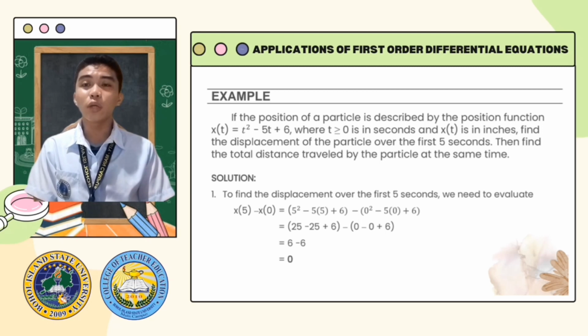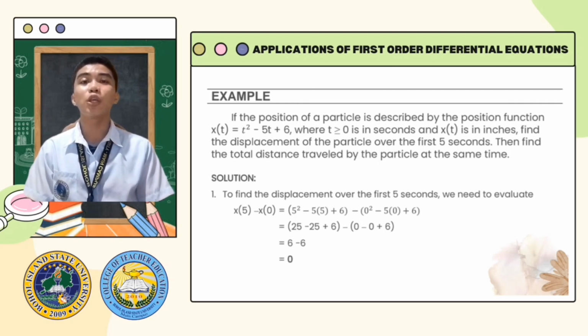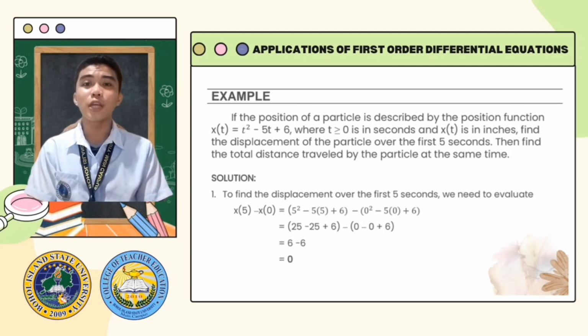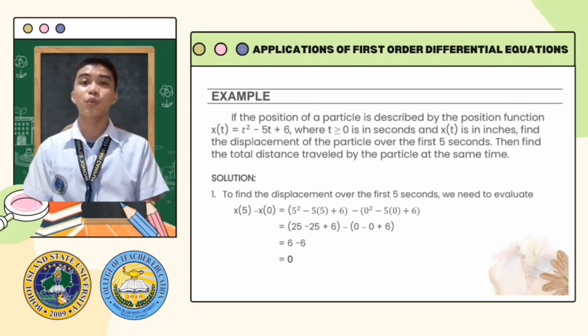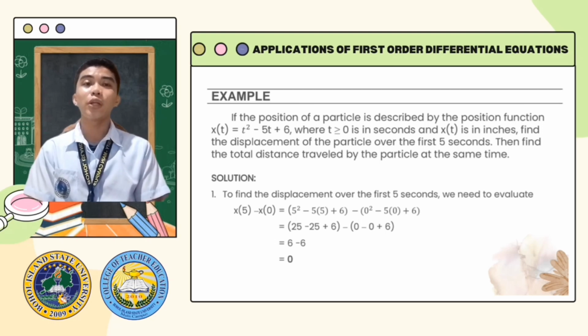Since we are looking for the displacement over the first 5 seconds, we have x of 5. Now, just simply substitute the value of t in the given equation. So we get x of 5 minus x of 0 is equal to 5 squared minus 5 times 5 plus 6 minus 0 squared minus 5 times 0 plus 6.